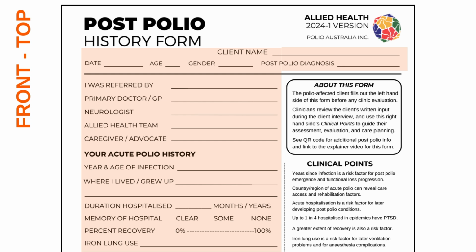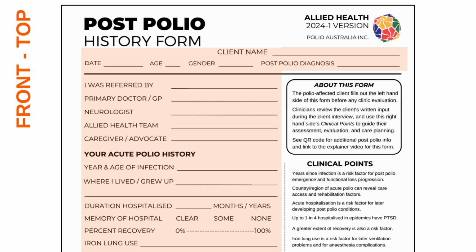The caregiver advocate is really directed at, is there a person who advocates for you? For example, if you are admitted to a hospital and you're in a critical condition, who would that person be? Or is there a caregiver that helps you or guides you through health appointments and that kind of thing? Most likely it's going to be a spouse or a close family member. Put their name there. The next little section here is your acute polio history.